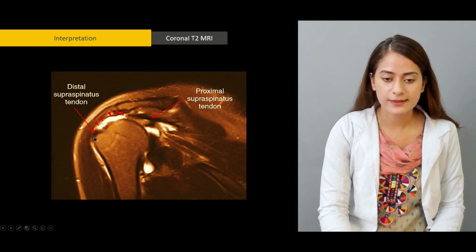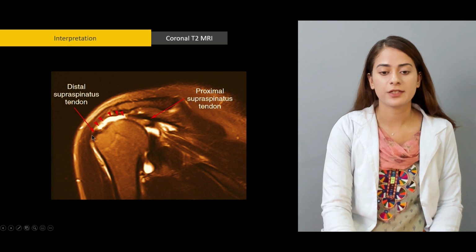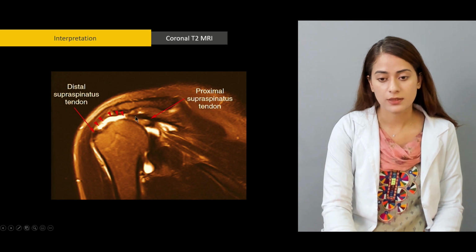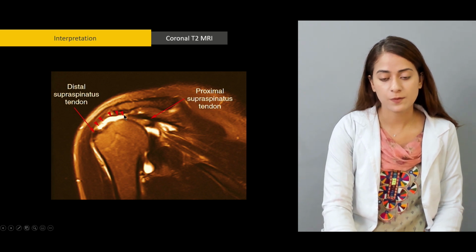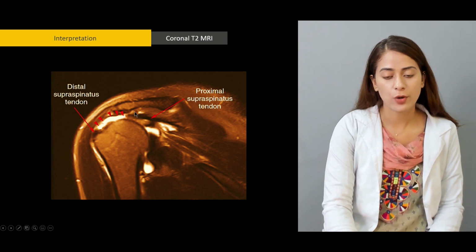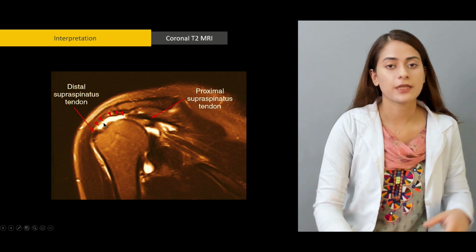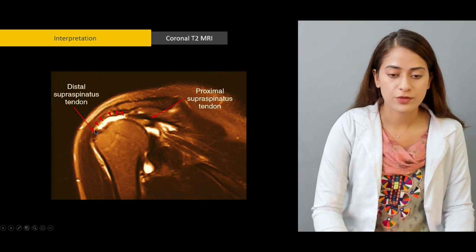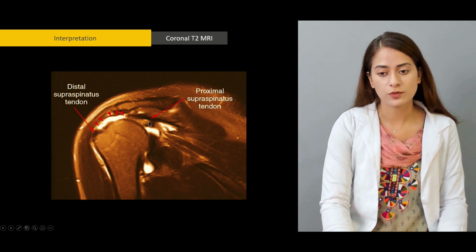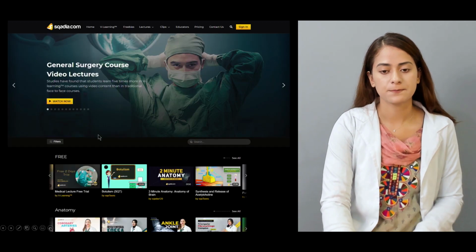Like we said, the supraspinatus is attached to the greater tubercle, and this is the tendon here, and this is the space. There is a complete rupture, and both parts of the tendon have retracted to their origin site and their insertion site. So this is the proximal supraspinatus tendon, and this is the distal supraspinatus tendon.